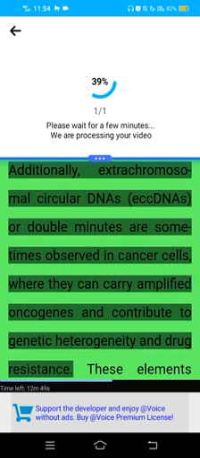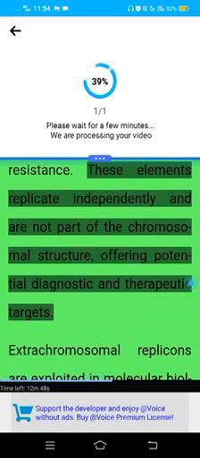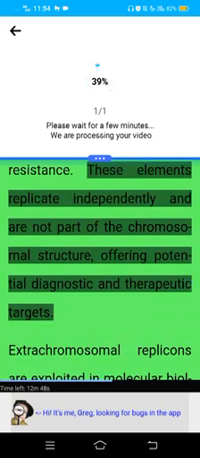Additionally, extrachromosomal circular DNAs (eccDNAs) or double minutes are sometimes observed in cancer cells, where they can carry amplified oncogenes and contribute to genetic heterogeneity and drug resistance. These elements replicate independently and are not part of the chromosomal structure, offering potential diagnostic and therapeutic targets.